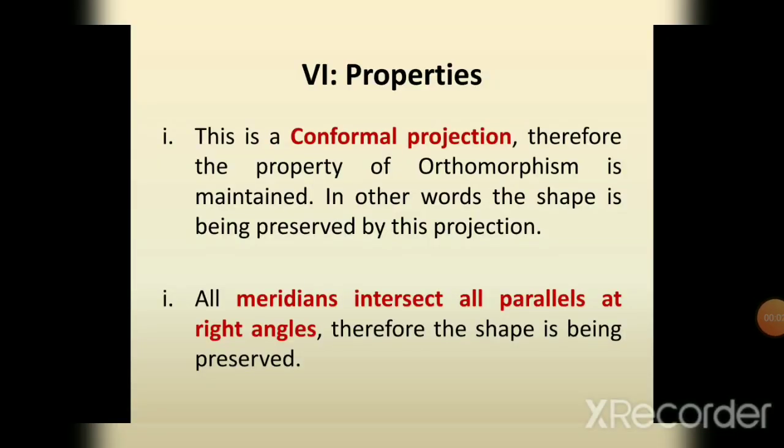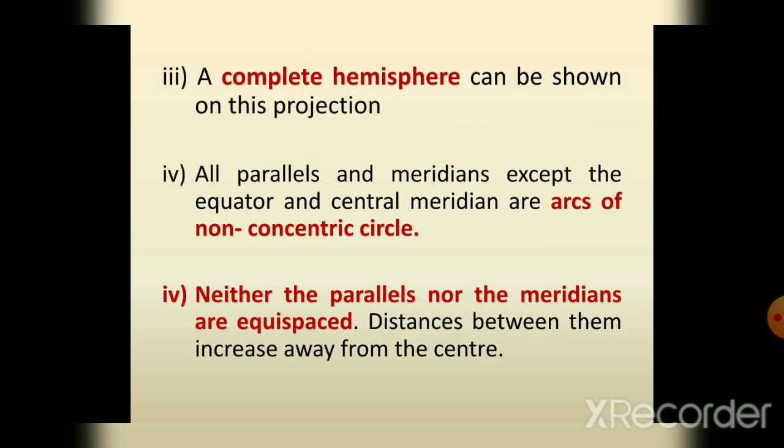Now I come to the concluding part, that is the properties of the equatorial azimuthal stereographic projection. It is found that this is a conformal projection where the property of orthomorphism is maintained. In other words, the shape is being preserved by this projection. And how is the shape preserved? All the meridians are intersecting the parallels of latitudes at right angles, therefore the shape is preserved. In this projection, a complete hemisphere can be shown. You have made the eastern hemisphere, similarly the western hemisphere can be shown through this projection.